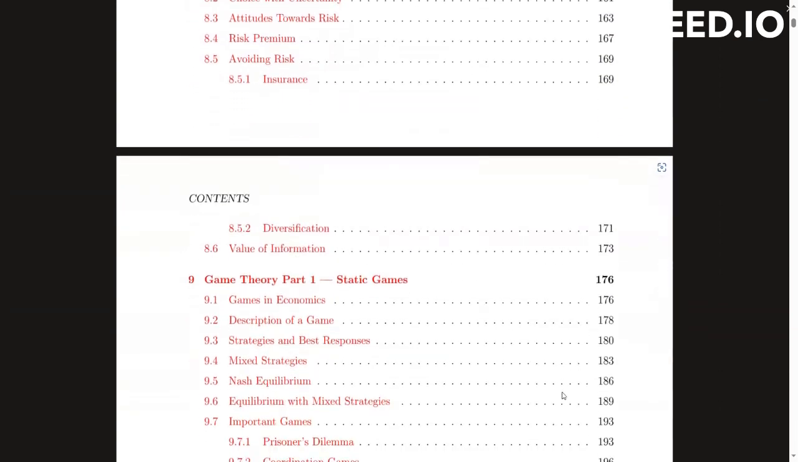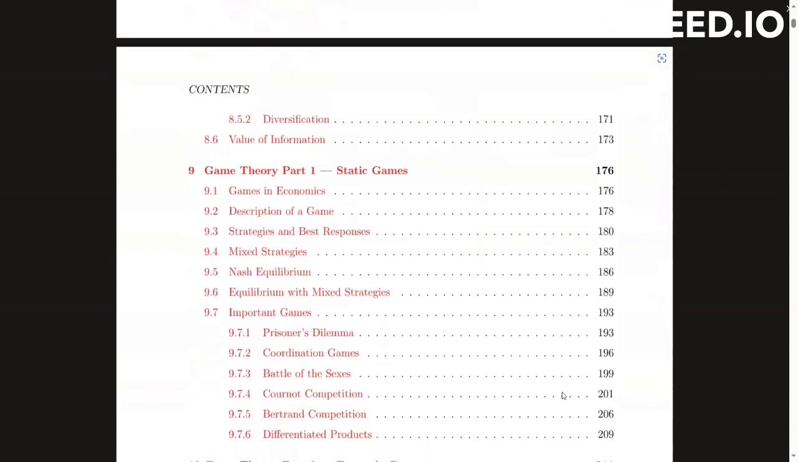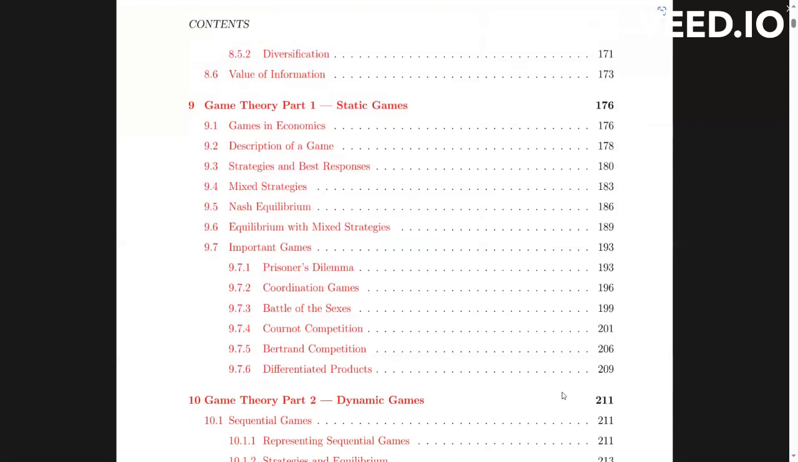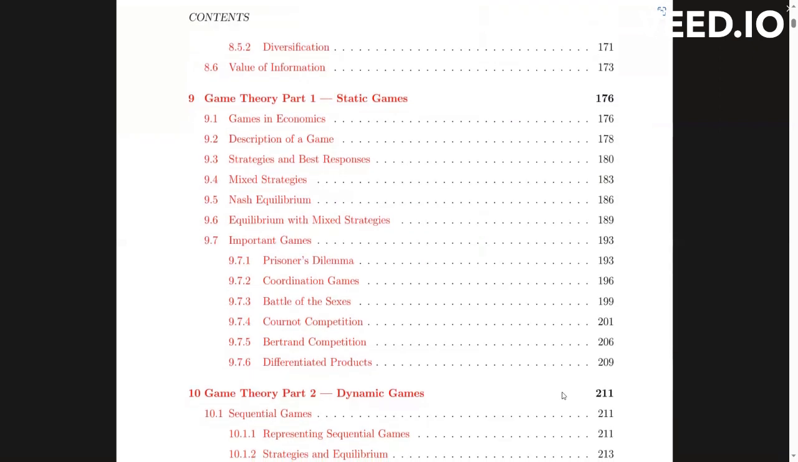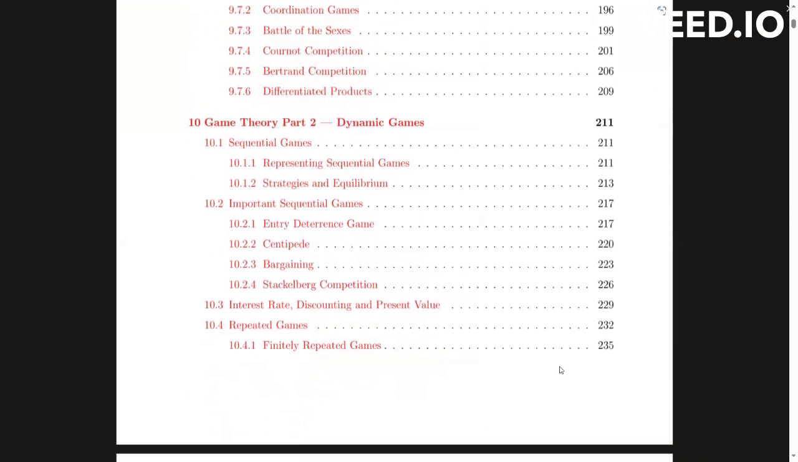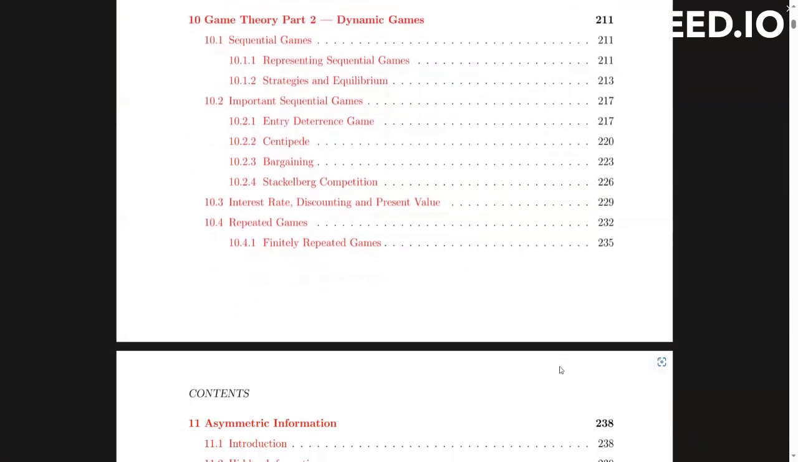I think we like chapters 9 and 10 quite a bit. We have 2 entire chapters on game theory. It's a very common subject matter, and there are many econ classes which simply are not econ classes without game theory. So we will spend a large portion of the class on that. It is game theory part 1, chapter 9, static games. And then, of course, game theory part 2, chapter 10, dynamic games.